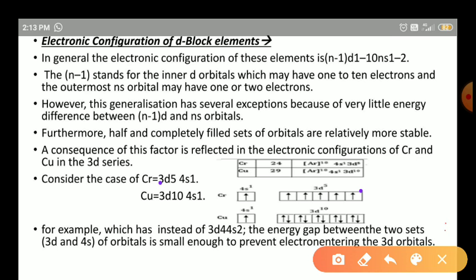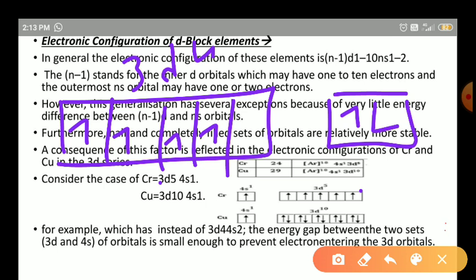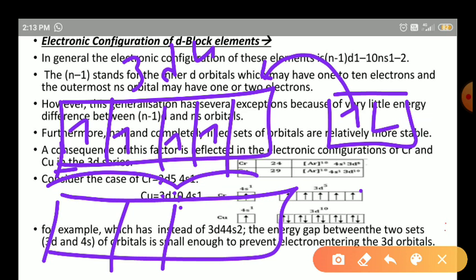Because here in chromium the d orbitals are 3d4. Initially it is 3d4, with four electrons in chromium. Okay. So in this case, for stability purposes it needs only one more electron. Due to half-filled stabilization, it needs only one electron. So that's why the 4s electron is shifted to the 3d and it becomes 3d5.